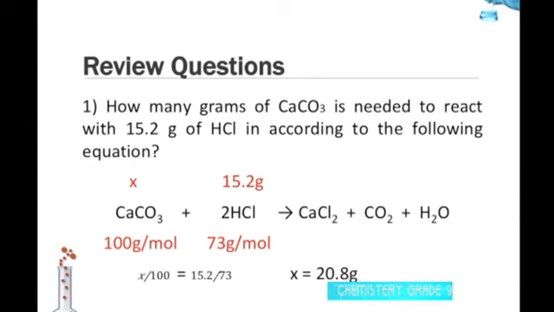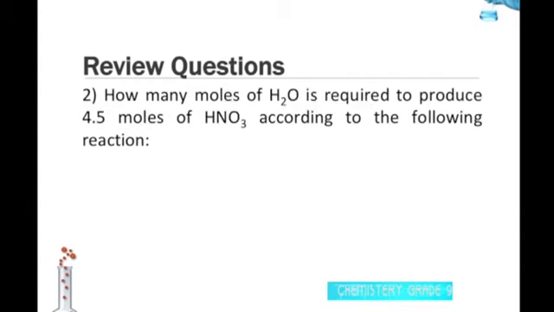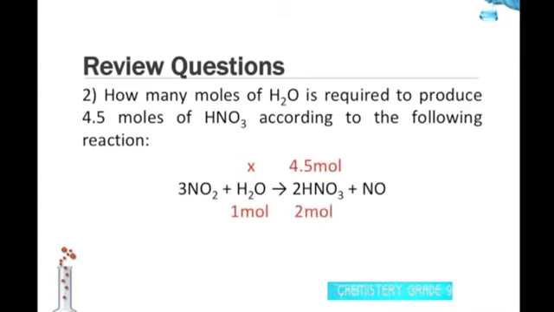X equals 20.8 grams. How many moles of water are required to produce 4.5 moles of nitric acid according to the following reaction? We set up the proportion based on the balanced chemical equation. Then we solve for x to get 2.25 moles.